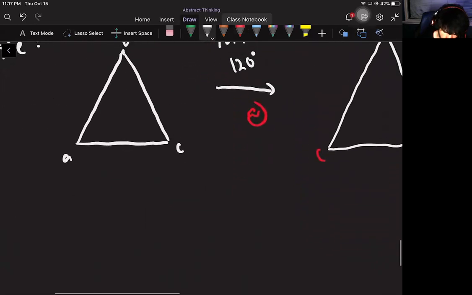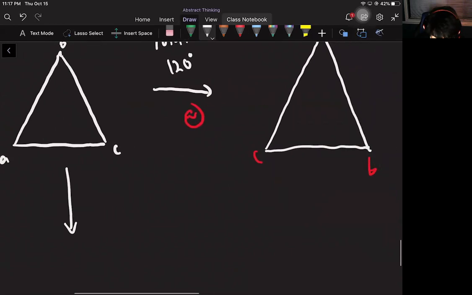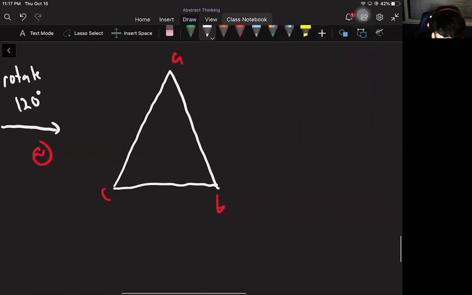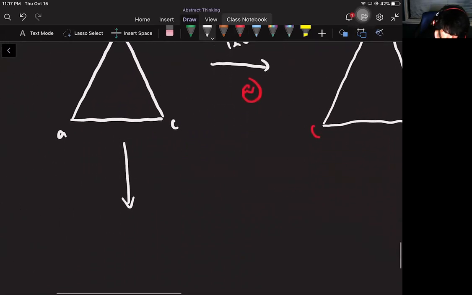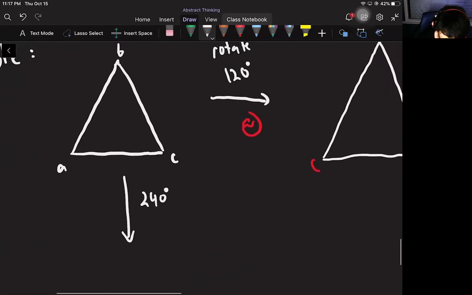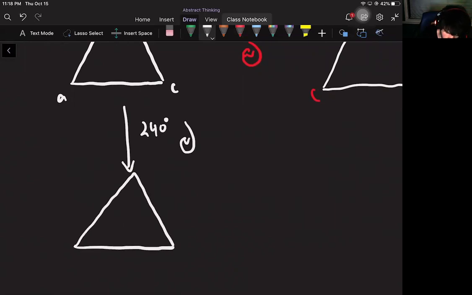And then I could do other things. So I could also rotate more. If I rotate by 240 instead in the same direction, then I get the same triangle labeled differently. Now the A is over here, the B is there, and the C is there.